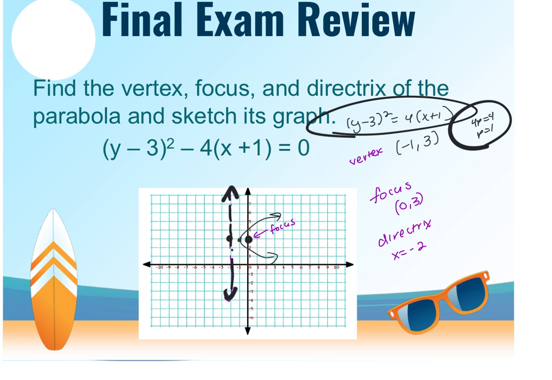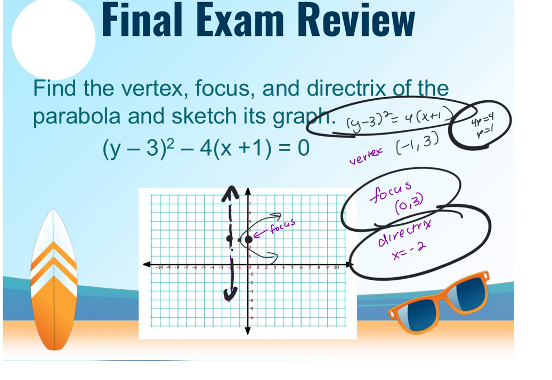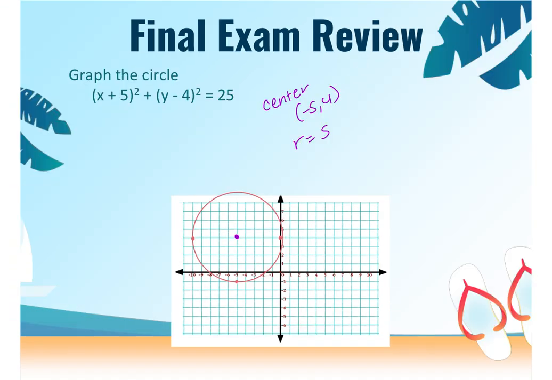It's going to ask you for the focus, so you need the coordinate point, which was 0, 3. It's going to ask you for the directrix. That's an equation, x equals negative 2. And then obviously your vertex, you need to graph it. Questions on that one? Okay, then came your circle.